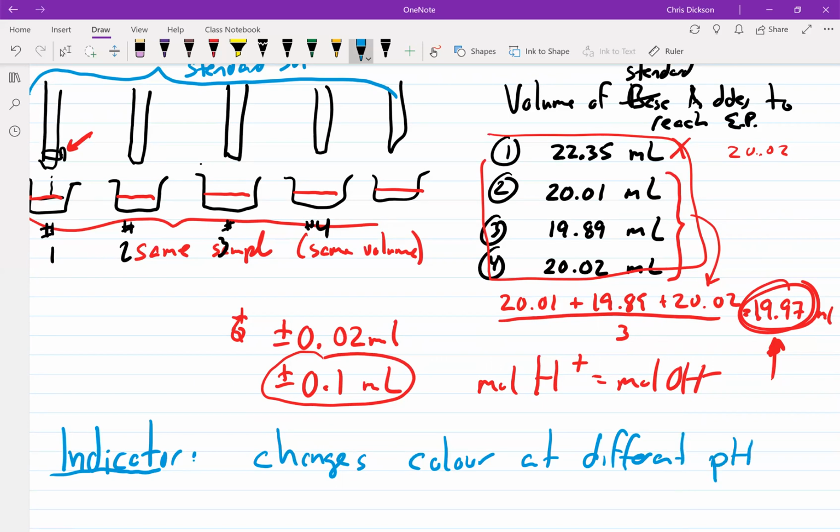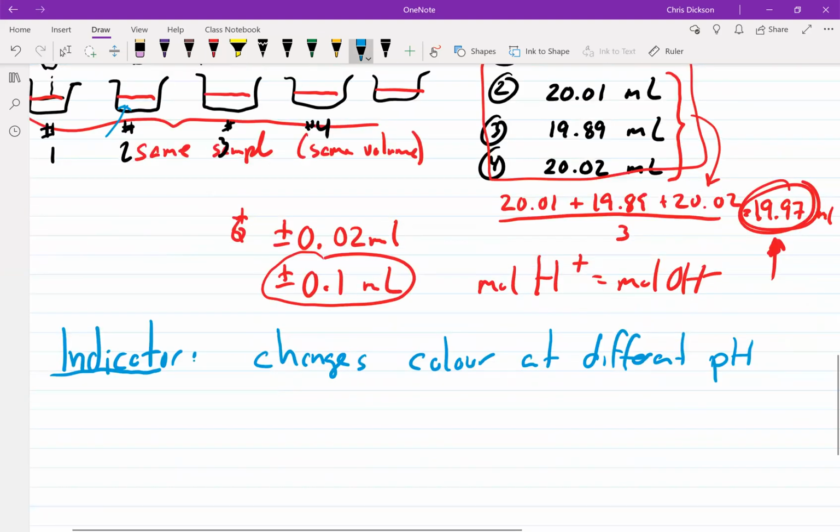So if you have an acid in your beaker, it has a very low pH. And so the indicator in that beaker would be a certain color. So your solution might look green or something like that. And then when you add a base, you start neutralizing the acid. The pH goes higher and higher, and eventually it would change color.